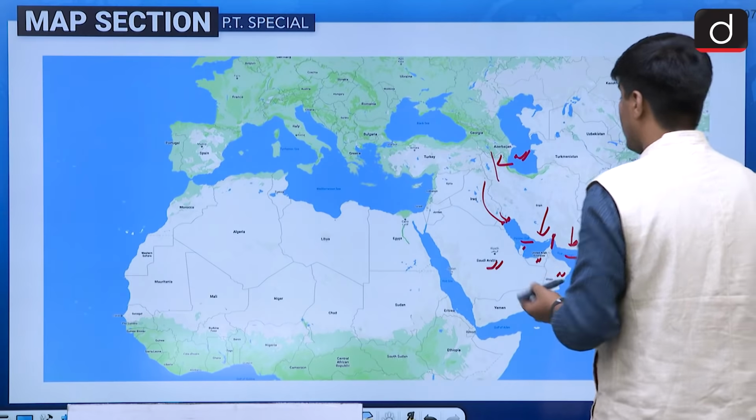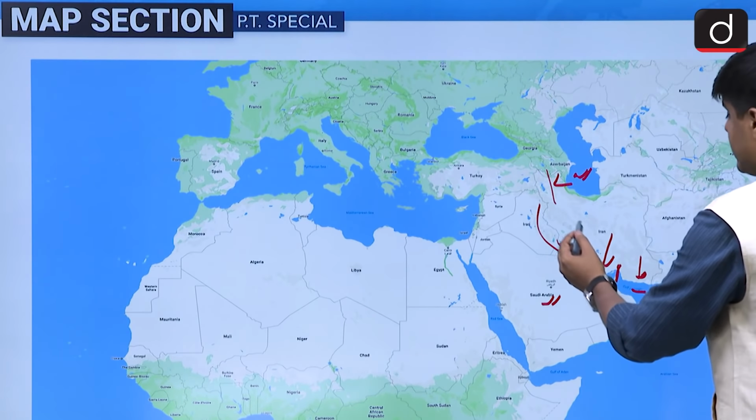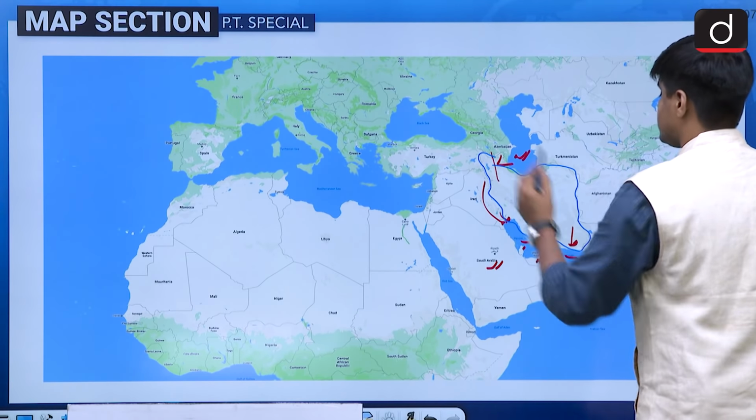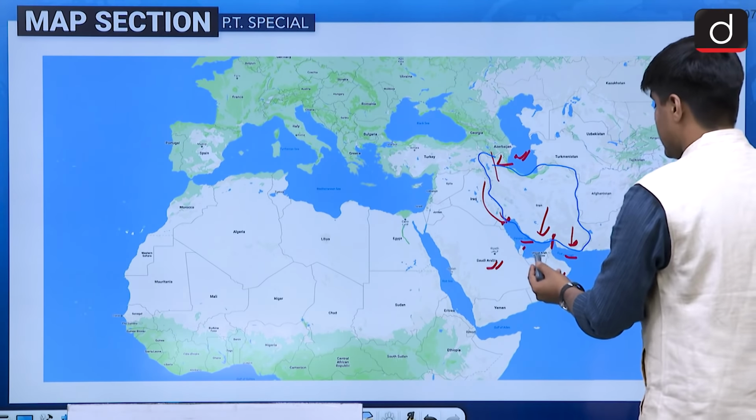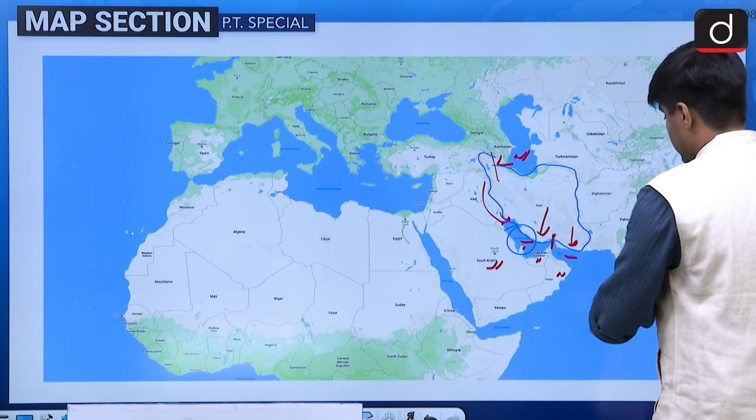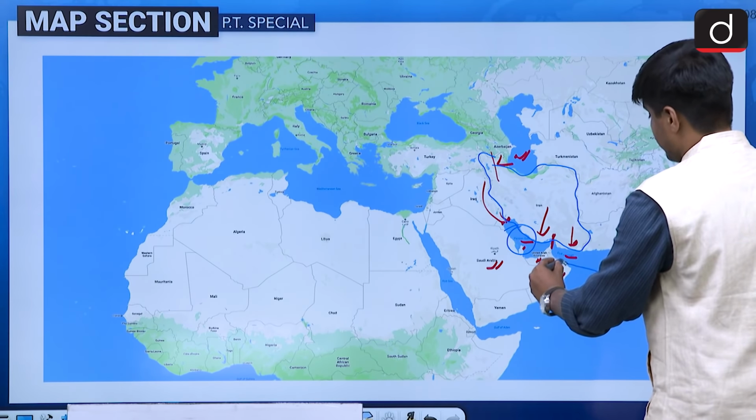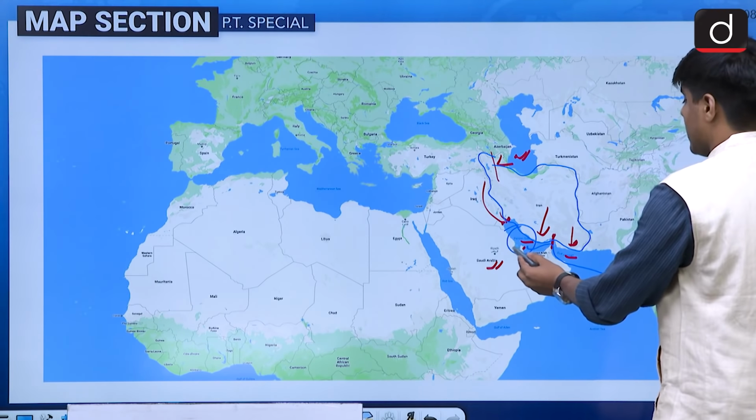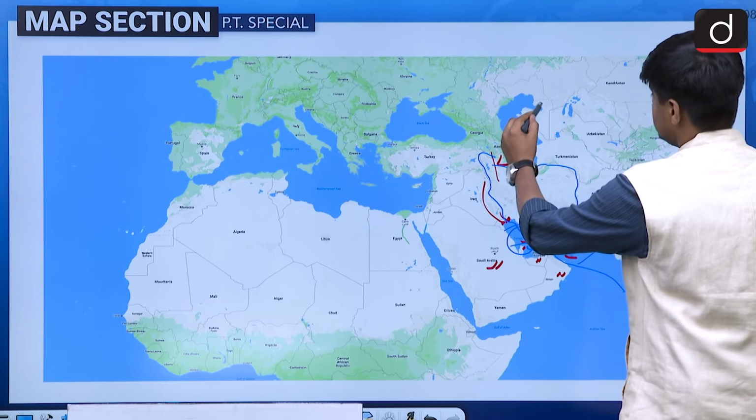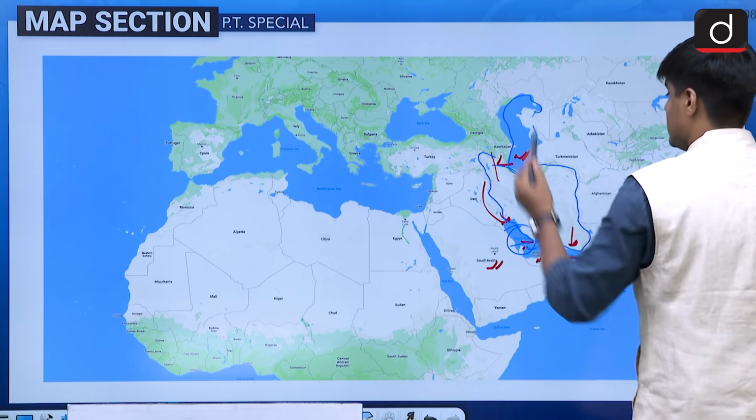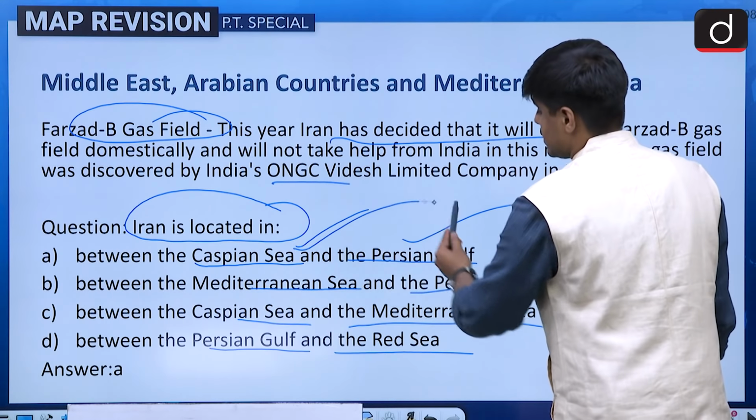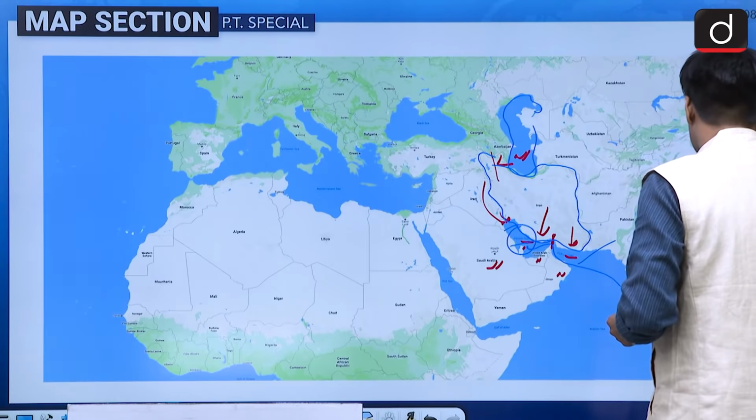Let us see how. So, here is Iran. As you can see, this is the broad border of Iran, and this vast country, on one side we have the Persian Gulf, and the Indian Ocean connects via the Gulf of Oman to the Persian Gulf. So, we have the Persian Gulf here, the Gulf of Oman here, and the Caspian Sea here. Based on this information, if you look at the options, the answer would be the Caspian Sea and the Persian Gulf.